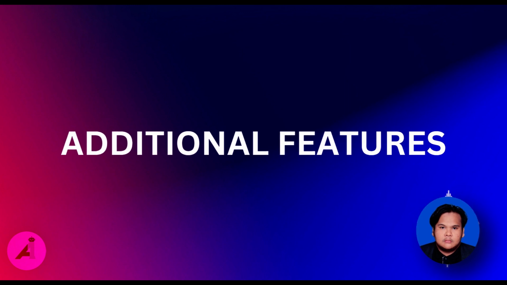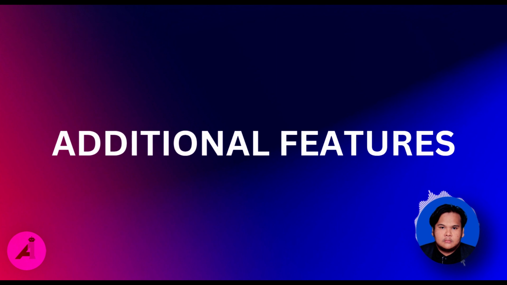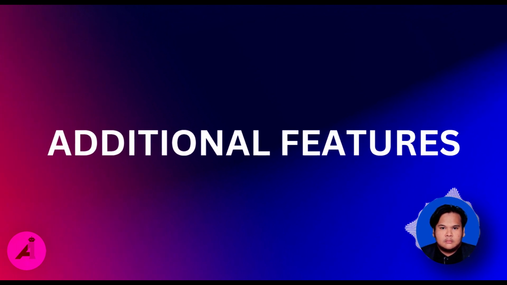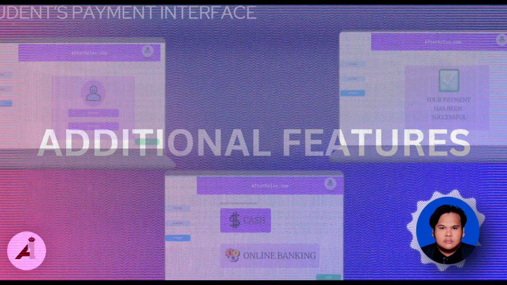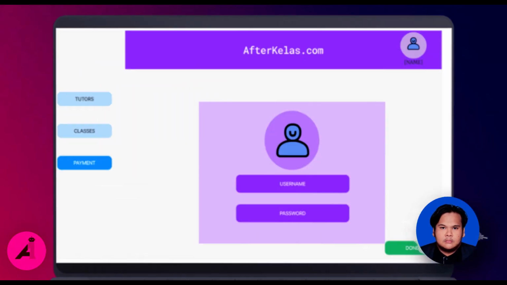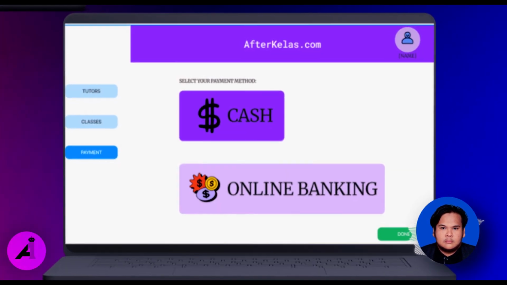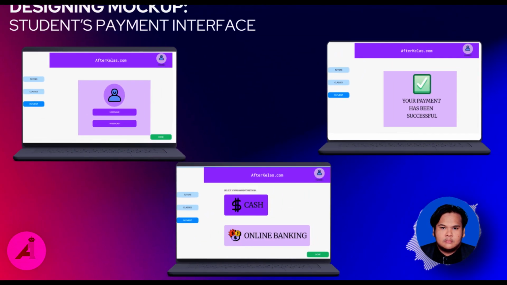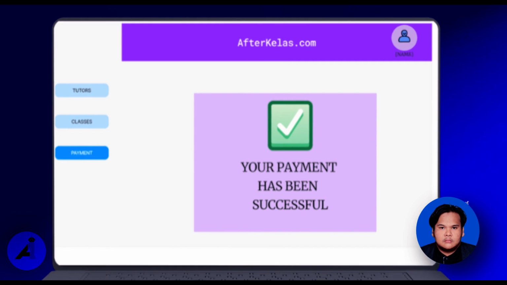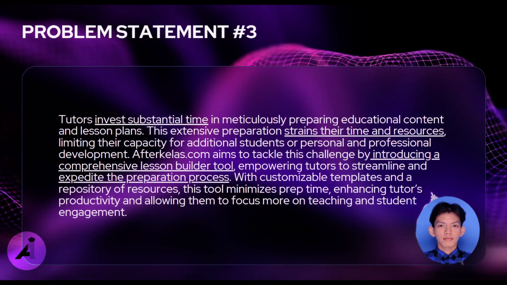As for additional features, we added a payment page after a student has booked a class so that students can make payment easier without the need of opening third-party apps. So before booking a class, the student has to log into the account. After booking a certain class, students will be able to choose between cash or online banking. After the payment has been made, this is what they will see to confirm that the payment has been successful. Two of the problem statements have been tackled successfully.